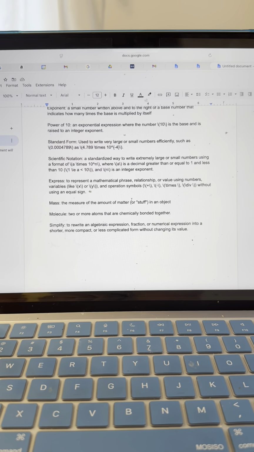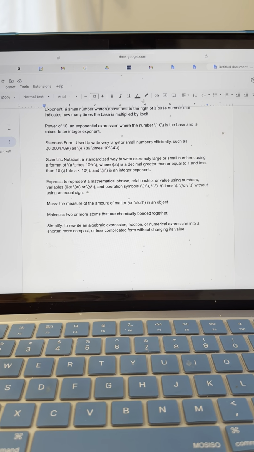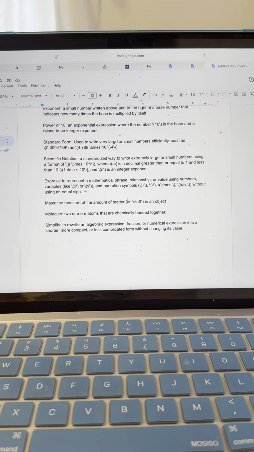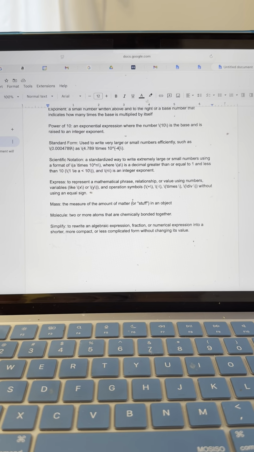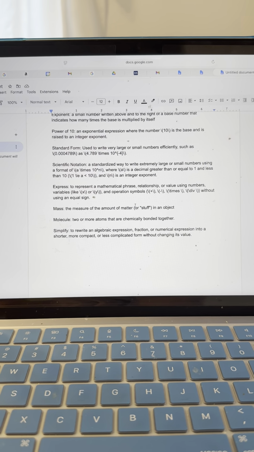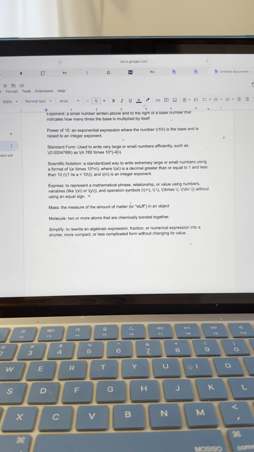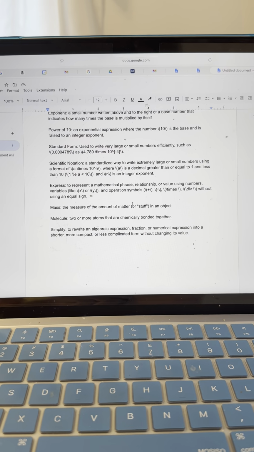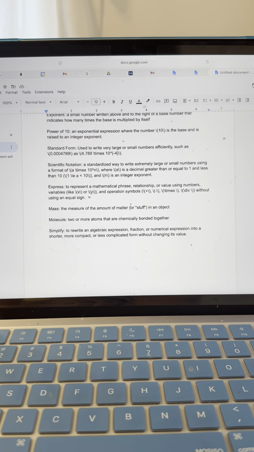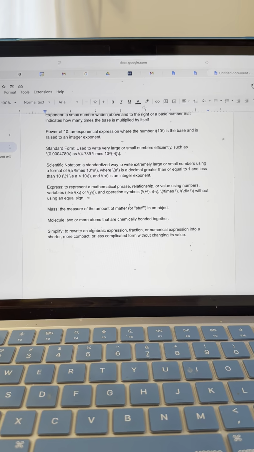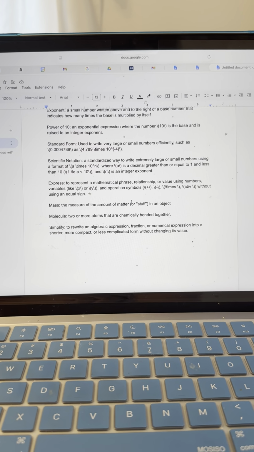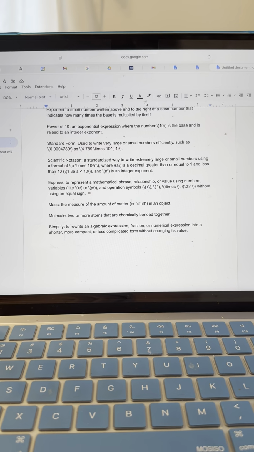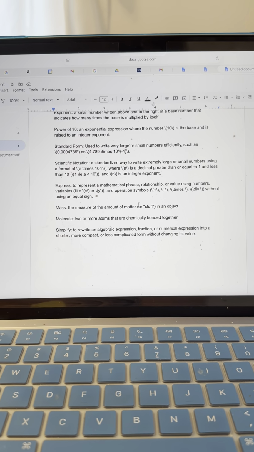Mass, this is more of a scientific term, the measure or the amount of matter or stuff that is inside of an object. So when you're talking about mass, a lot of times you use scientific notation because mass can be very, very large or very, very small depending on the object that you're talking about. So scientific notation goes along with that very closely. Molecule, 2 or more atoms that are chemically bonded together, again, a scientific term.